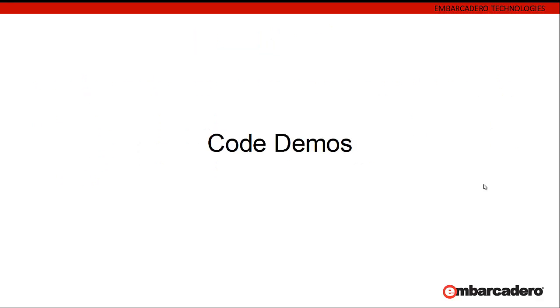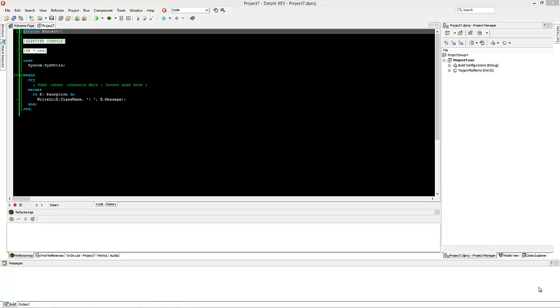Okay, from here we're going to move into the code demo portion of the presentation, illustrating some of the points that we've discussed so far. So the first thing we're going to do is run through a very basic test-driven development scenario to give you the feel of how test-driven development works and how, in this project, DUnit works.